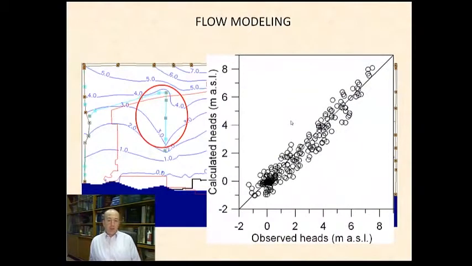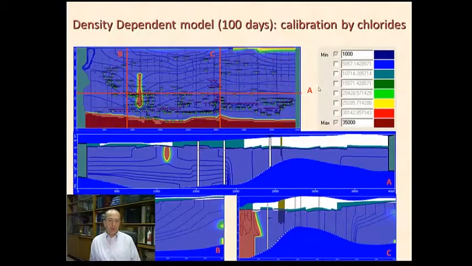The flow model has been calibrated by the water table monitoring, and observed and calculated errors are very similar, so we can conclude that the model has a good calibration. The mean error is about 0.4 meter, and the correlation value is about 0.94, which is a very good value in terms of flow modeling. But what about the transport model, the density-dependent model?